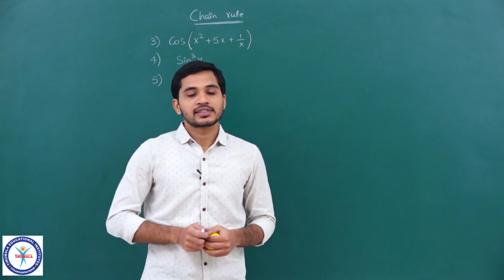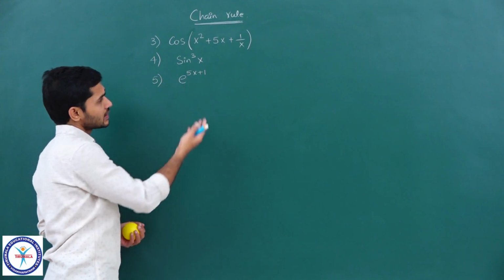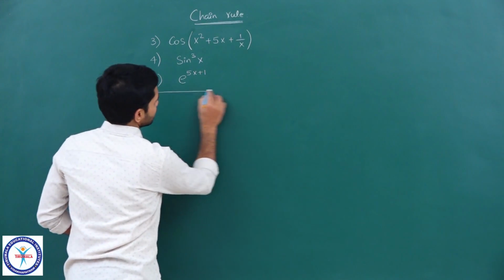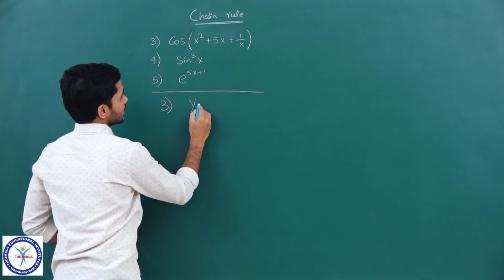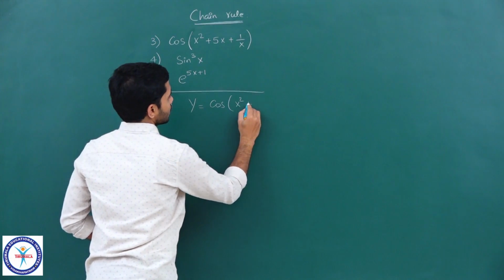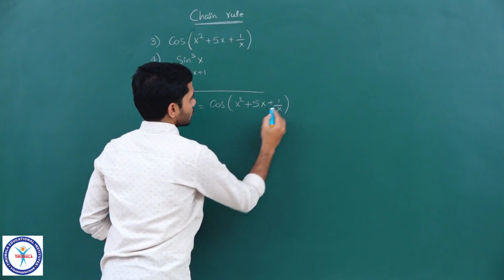Students, let us see a few more examples on chain rule. So, 3 cases are given to us, let us do them one by one. So, first this one, third one. They have given y is equal to cos of x square plus 5x plus 1 by x.